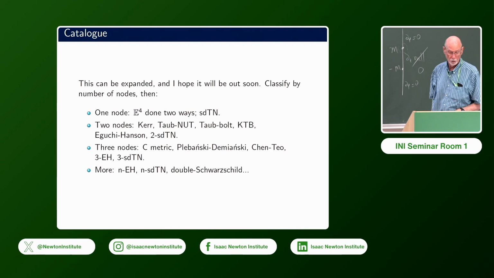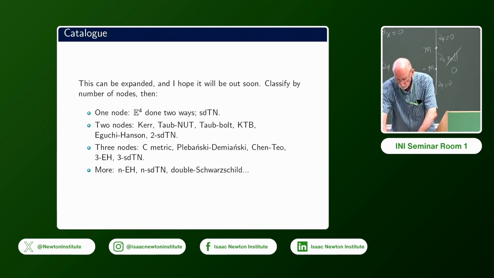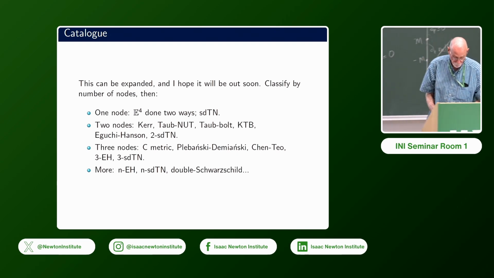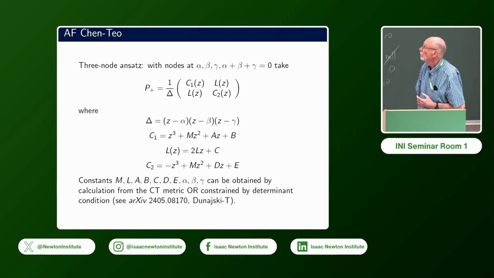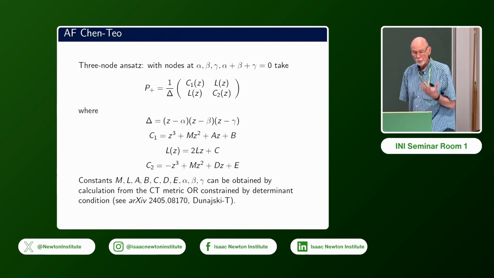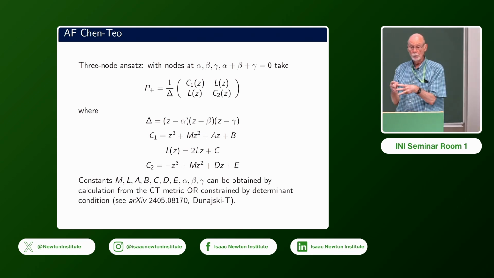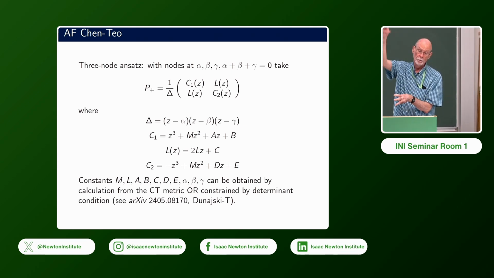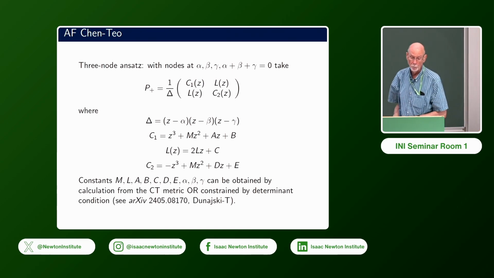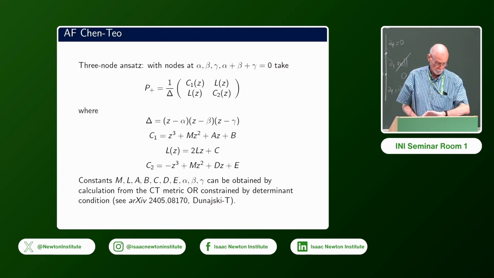So I haven't talked about conicality, just for the point of time. So now finally, Chen-Teo, it's got to have three nodes. So let's put them alpha, beta, gamma. They're the Z values. Well, the Z values, you can slide them up and down the axis, so I could make them add up to 0 if I wanted to. And here's what the P's got to look like.